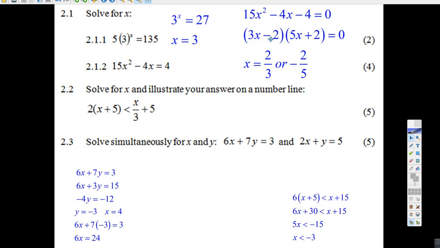Now you just have to let 3x minus 2 equal 0, which will make the whole thing equal 0. 3x minus 2 equals 0. If you solve it, you add 2, divide by 3. It's 2 over 3. There's a shortcut. If it's ax plus b, it's b over a, and you change the sign. So this is going to be 2 over 5, but instead of positive, it's going to be minus. There's your two answers.